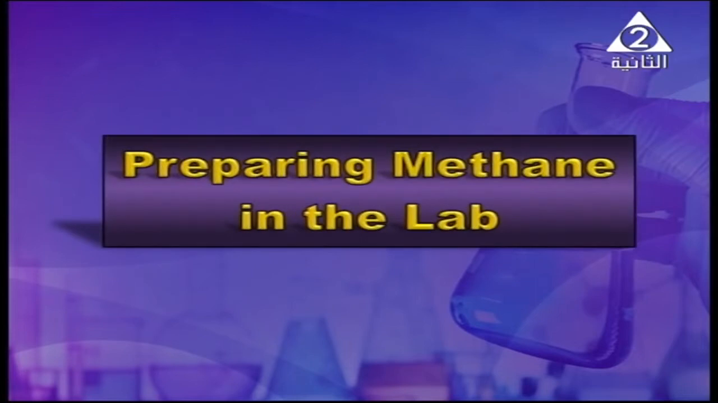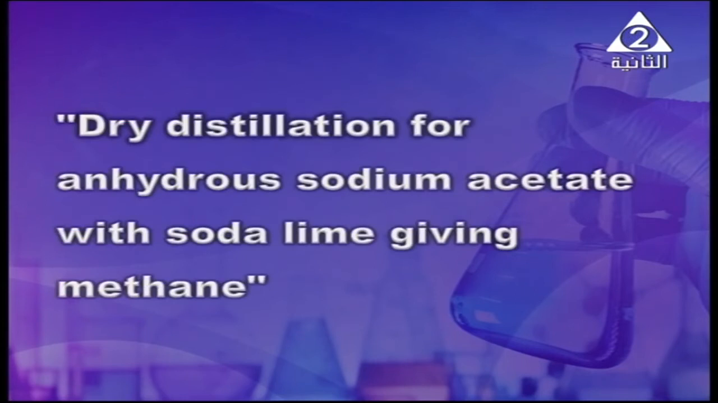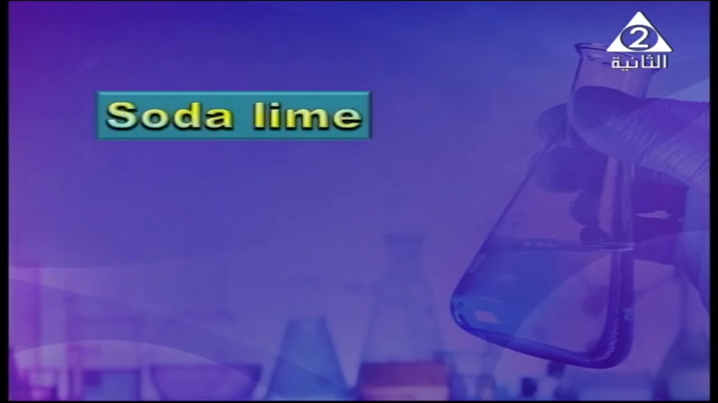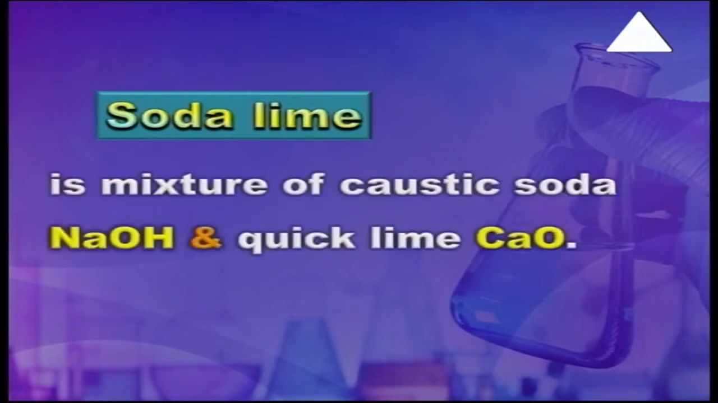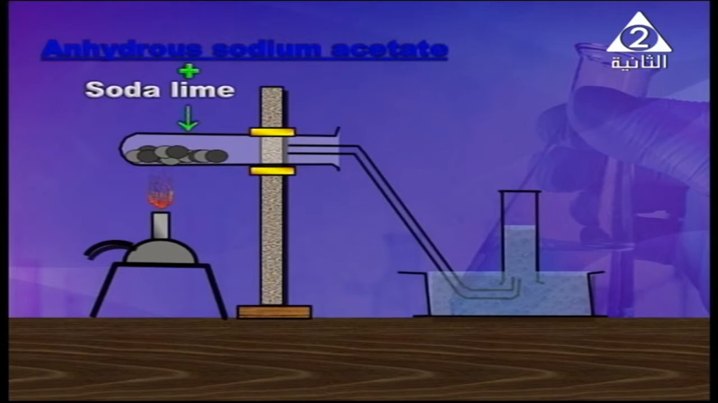How can we prepare methane gas in the lab? By dry distillation of anhydrous sodium acetate with soda lime, giving methane gas. Here, my dear students, soda lime is a mixture of caustic soda, which is sodium hydroxide, and quicklime, which is calcium oxide. As shown on the screen, if you heat anhydrous sodium acetate and soda lime, it gives methane gas that is collected over water, as the following animation shows.